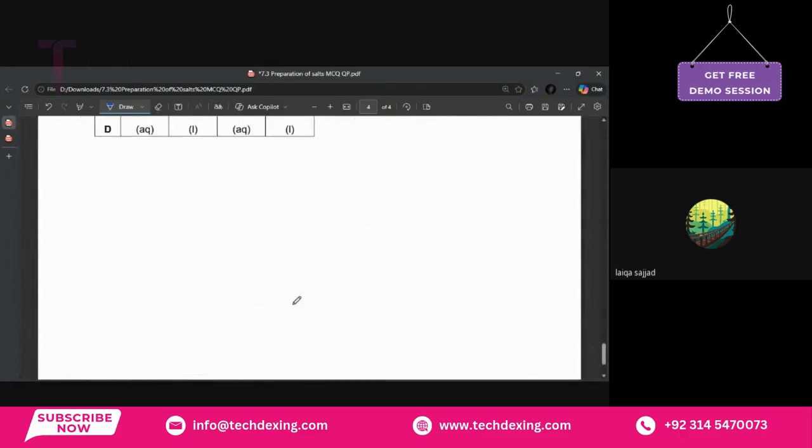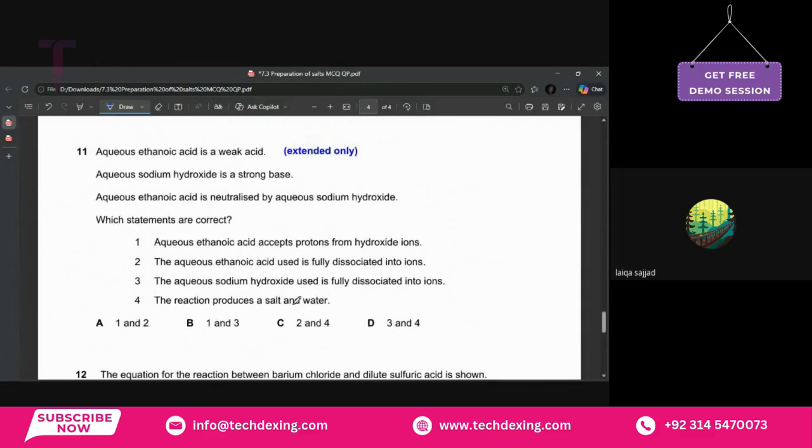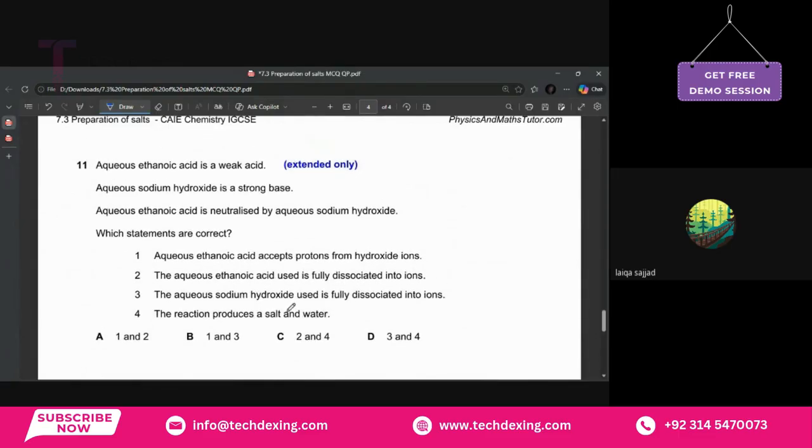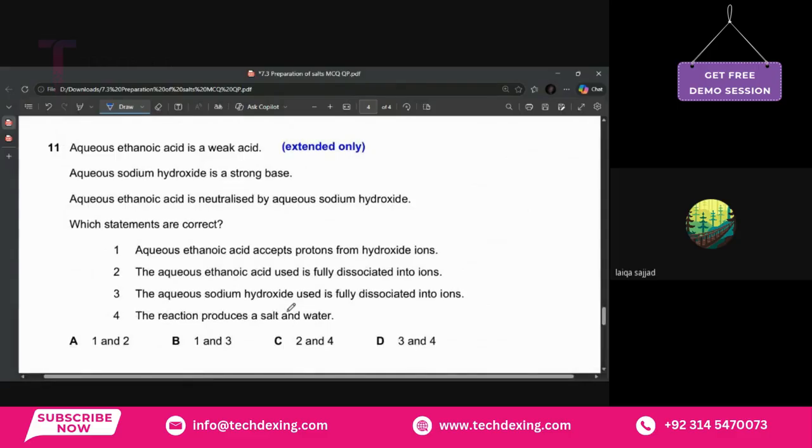Okay, these are the last two. Then we are given aqueous ethanoic acid, which is a weak acid, and aqueous sodium hydroxide, which is a strong base. Aqueous ethanoic acid is neutralized by aqueous sodium hydroxide. Which statements are correct? Aqueous ethanoic acid accepts protons from hydroxide ions. The aqueous ethanoic acid used is fully dissociated into ions. The aqueous sodium hydroxide used is fully dissociated into ions. The reaction produces a salt and water.